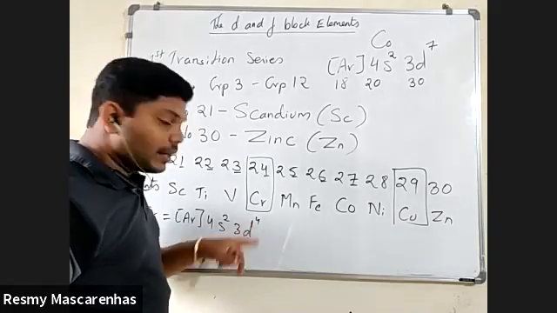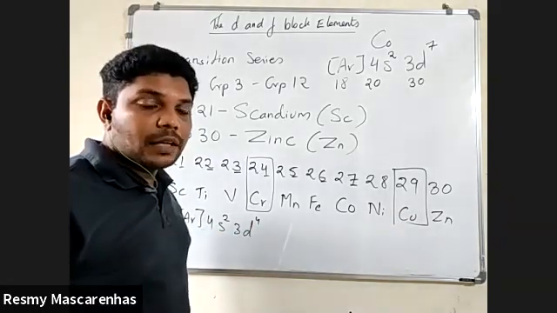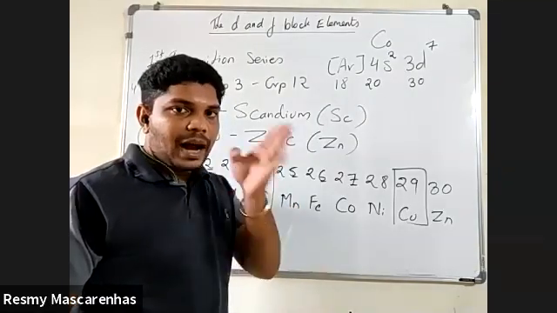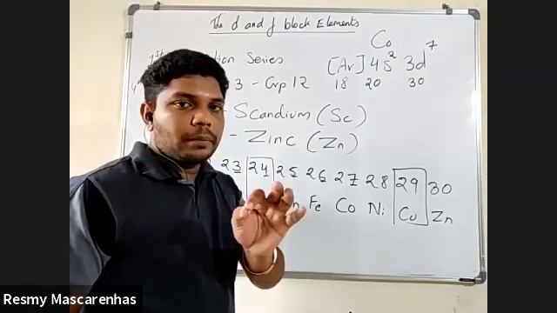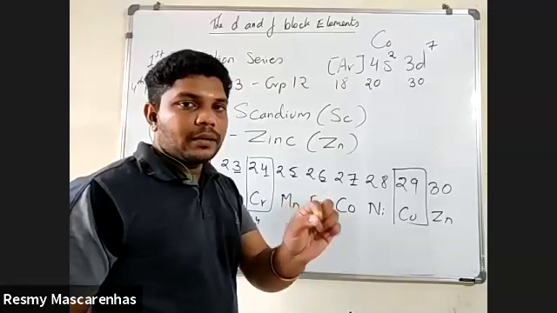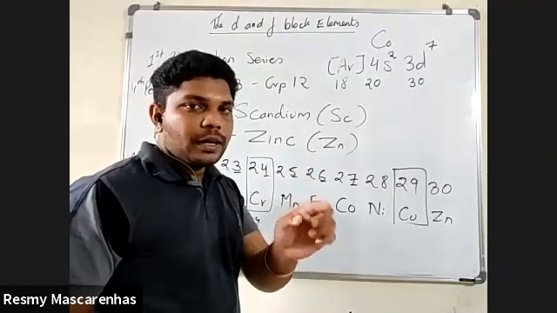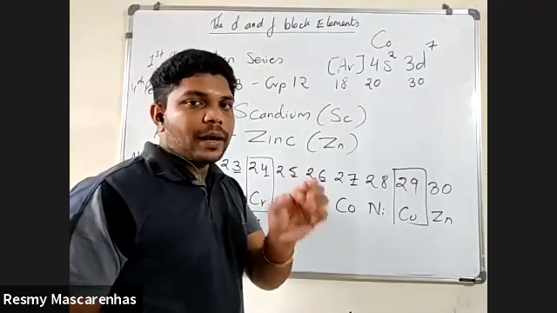Whenever in the d orbital 5 electrons are there, it is stable. It is called half filled. Full filled in the d orbital means how many electrons? 10 electrons. Remember this. Half filled means 5 electrons. Always remember, whenever any orbital is full filled or half filled, that orbital is called a stable orbital.